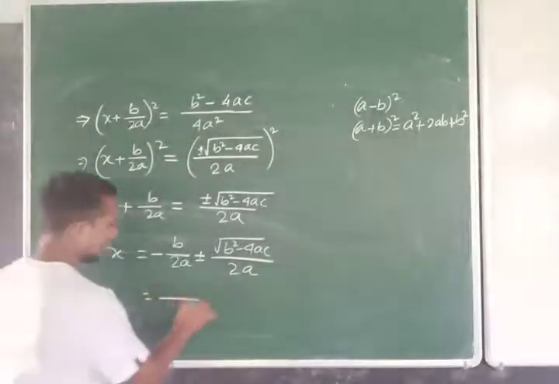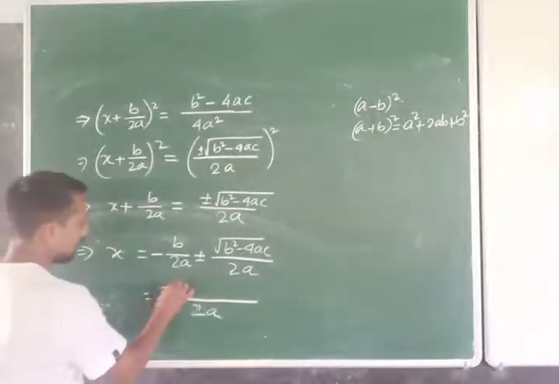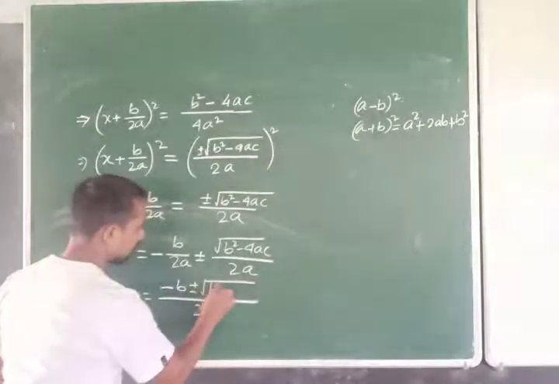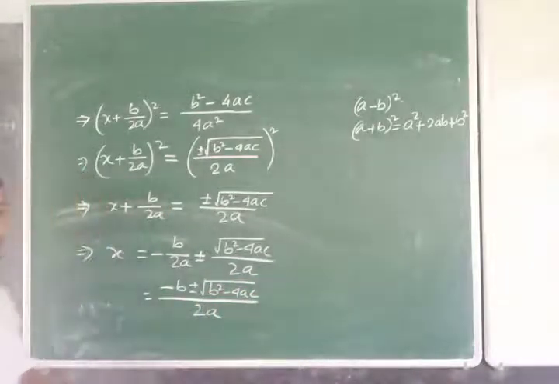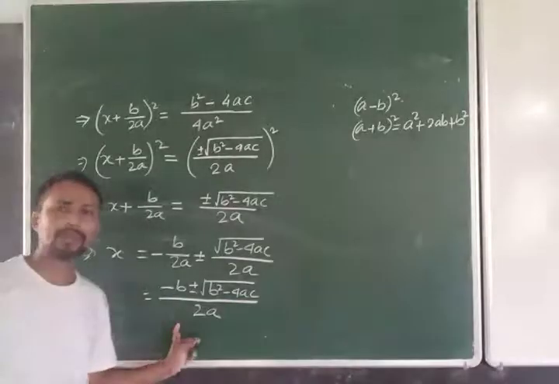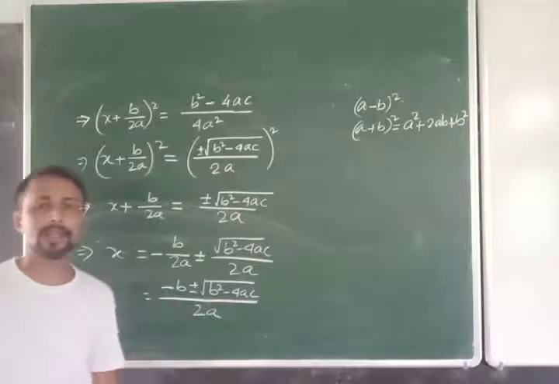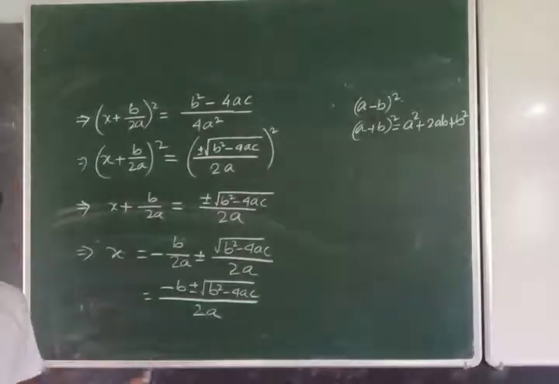And if we take twice a as LCM here, then x equals minus b plus or minus root over b square minus 4ac, upon 2a. Now, this gives the roots of the quadratic equation. Here one is positive, another is negative, so two roots we will get from this method.